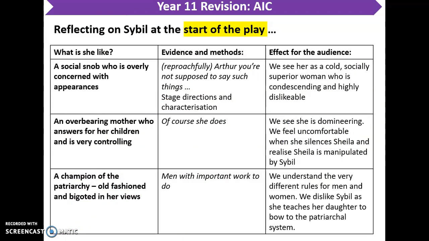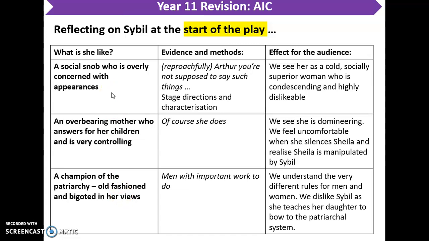So let's reflect on what we've seen. Sybil at the start of the play. What is she like? A social snob who's overly concerned with appearances? An overbearing mother who answers for her children and is very controlling? A champion of the patriarchy. She has old-fashioned and bigoted views. So if this was a real person being described to us, someone we'd never met before, we might want to reflect on what we'd think of someone who is a social snob, a controlling, overbearing mother, someone who is old-fashioned and bigoted. It isn't painting a very positive picture of Sybil Birling.